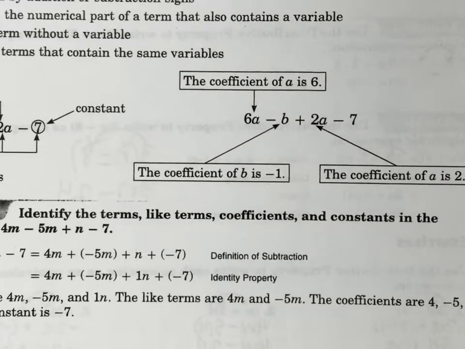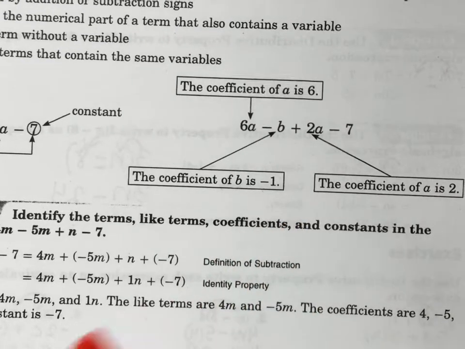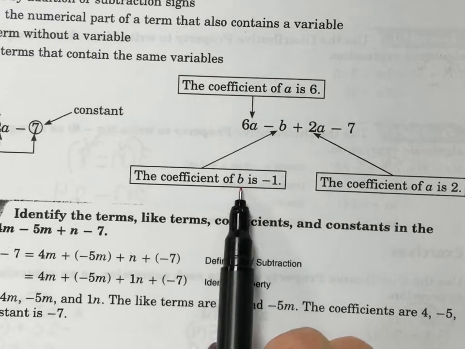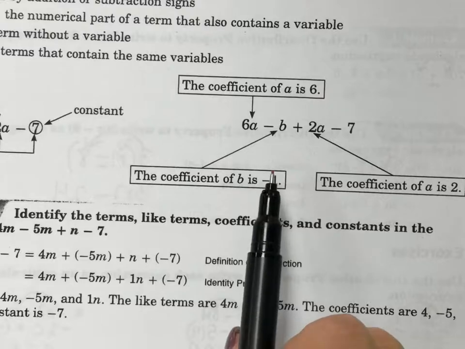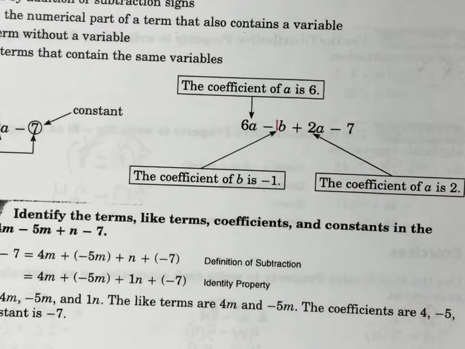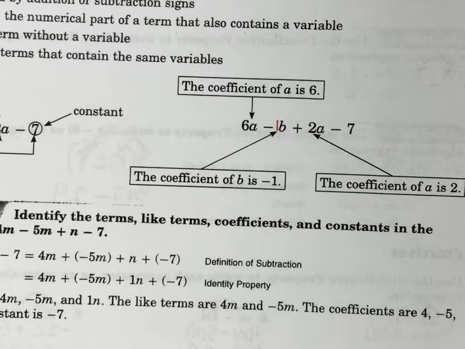Over here, we have coefficients of 6, -1, and 2. Let's look at negative b right there. They said our coefficient of b is -1. That's because remember that we have an understood 1 in front of any variable. If the variable doesn't have a number in front of it or a coefficient in front of it already, you have to understand that there's a 1 there. Okay. Questions?